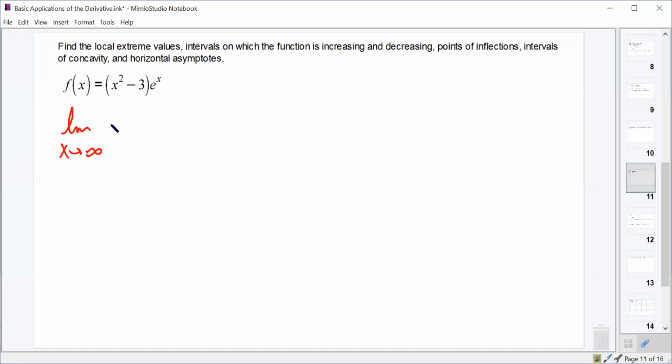So we should hopefully remember that what we want to do is look at the limit as x approaches infinity of f of x, as well as the limit as x approaches negative infinity of f of x. So for infinity, that's our horizontal asymptote to the right. And if we were to plug in a very large number to each piece of this, we get a very large number times another very large number, which is another very large number. So we would have no horizontal asymptote to the right. Everybody good with that part?